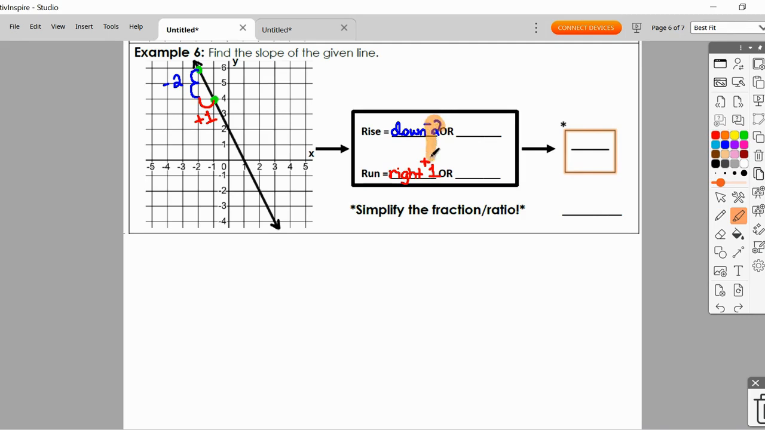That's going to be the fraction I use here, just the numbers. So I have -2/1, which is just dividing to be -2.